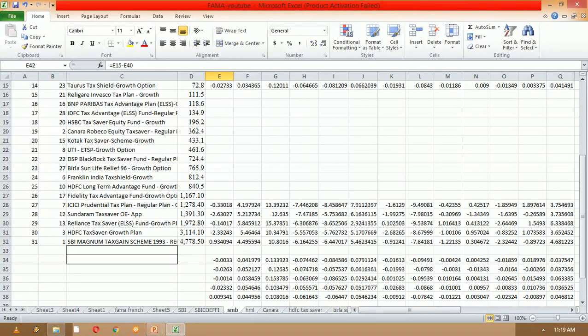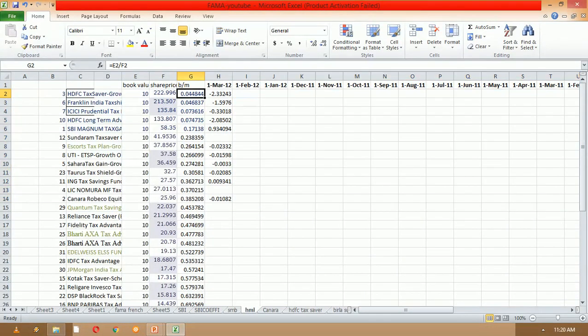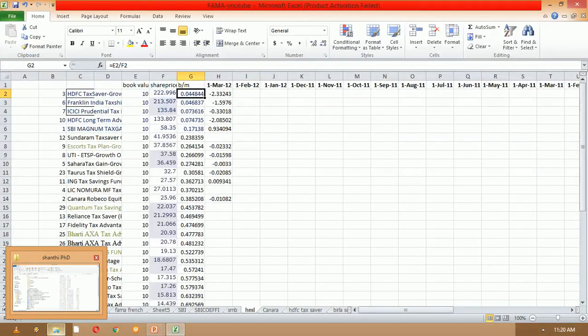Like that we have to calculate HML. See, to calculate HML we have to take book to market. This book to market ratio can be calculated as share price divided by book value. So the share price for the particular year has been taken, and the book value by default is 10. So that has been calculated, that is E by F, book value divided by share price, which gives us book to market. And again for this also it has been deleted. We'll take it from another file.